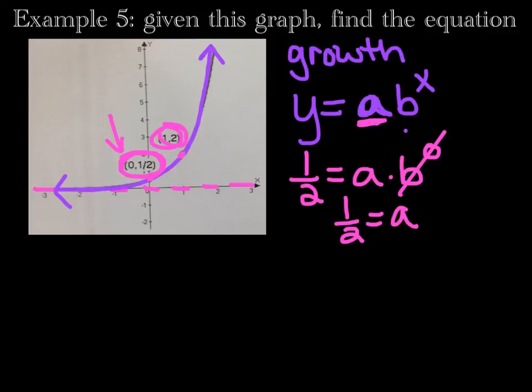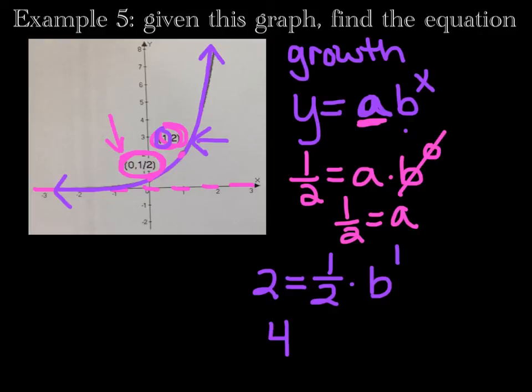So we're going to use this other point here. And we're going to plug in a 2 for y now. The half that we already found for a goes here, times b raised to the 1 power. So 2 equals 1/2 times b to the 1. Well, b to the 1 is just b, and if I multiply both sides by 2, I get b equals 4.